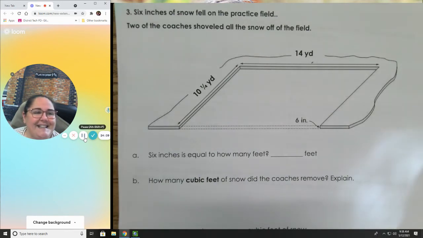It says 6 inches of snow fell on the practice field. 2 coaches shoveled all the snow off of the field. 6 inches equals how many feet? Do not take your foot and measure it with a ruler. That is not what you do. I say that as a joke, but I'm serious. People have done that before. Think about how long a foot is. 12 inches. So 6 inches equals how many feet?